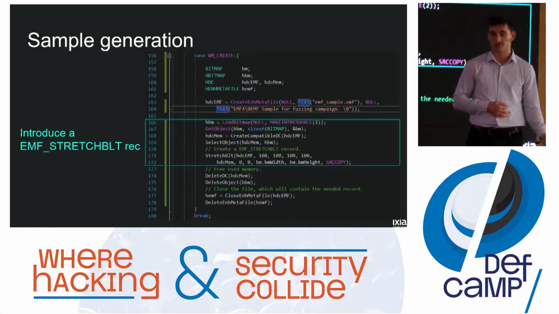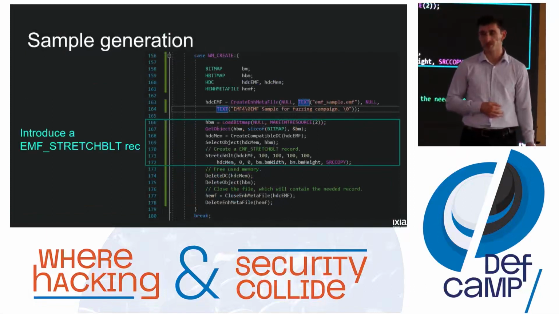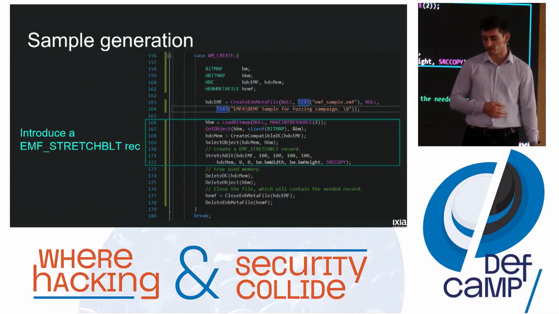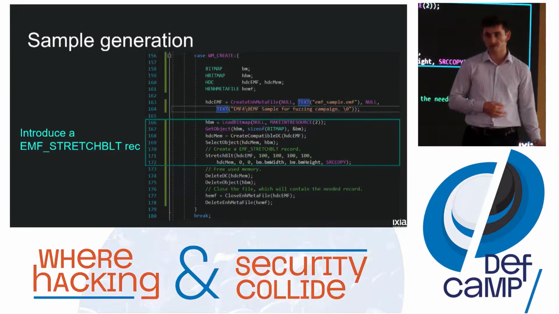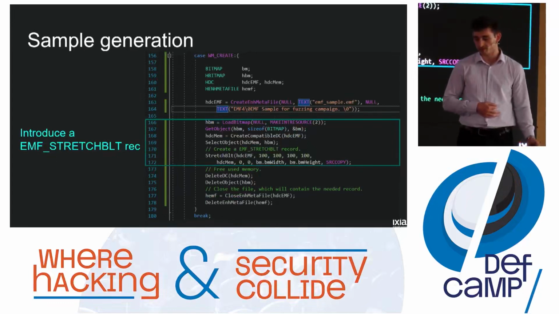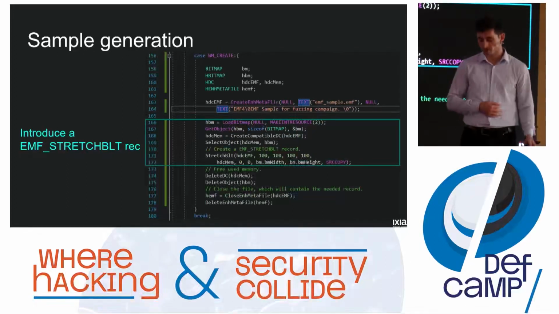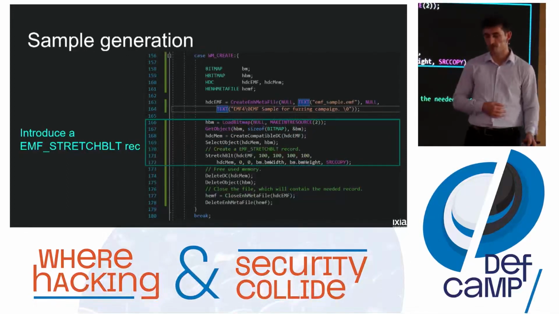After that, we have to generate the initial samples, and again, we can make use of the GDI, Application Programming Interface. As we saw earlier, our vulnerable method has a chance to be called only if we provide a certain record type, and we will create our files in such a manner that they include such a record.